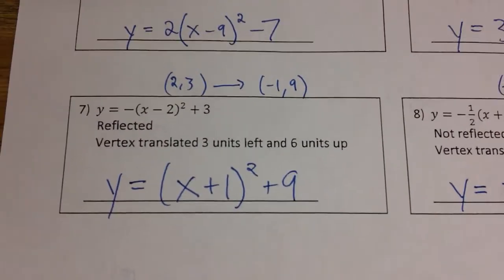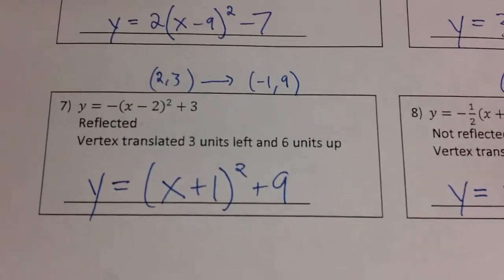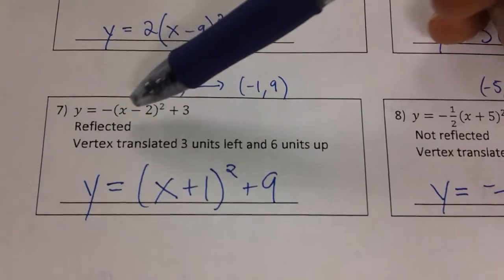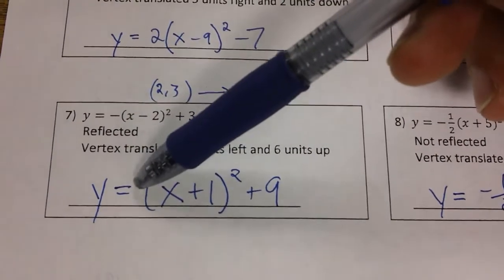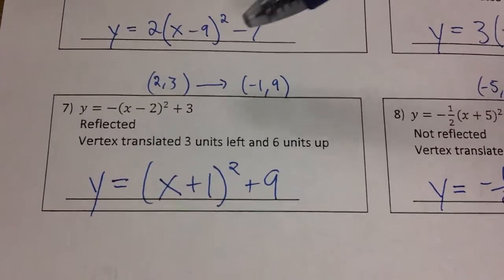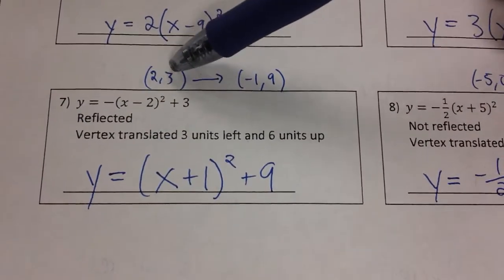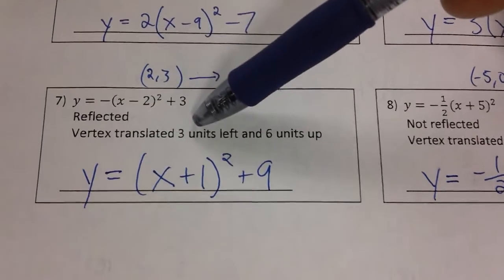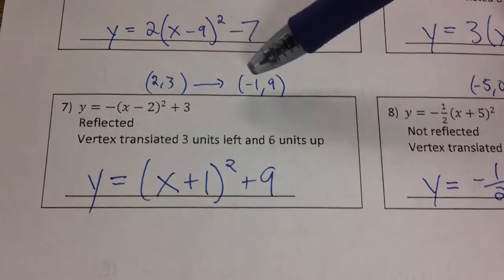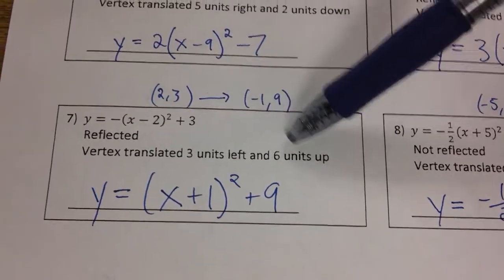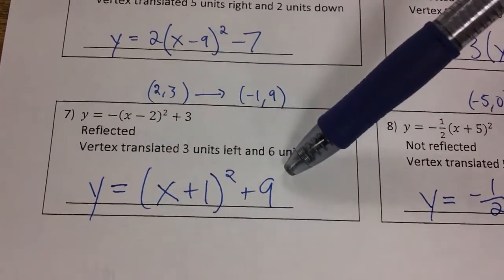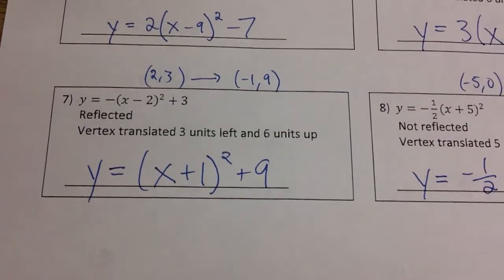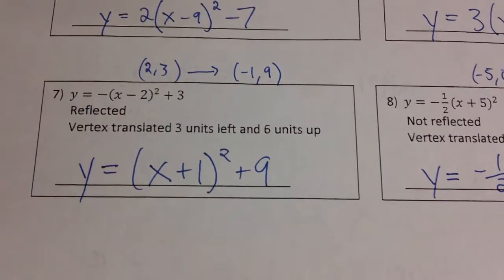For number 7, we have a negative coefficient here, so that means it's opening down, but then it gets reflected, so that means we should have a positive coefficient here, so it's opening up. The vertex used to be 2, 3, but it got moved 3 units to the left, so that ends up at a -1 for your x value, and then 6 units up, so we add 6 to 3, and we get a positive 9, and therefore that should be your new function, your new equation there.